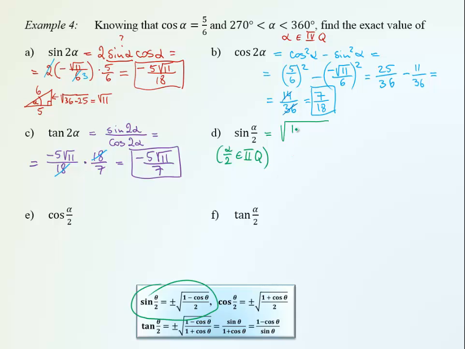Square root of 1 minus cosine alpha, not alpha half anymore, but alpha, over 2. And we know what cosine alpha is because that was given in the problem. So it's 1 minus 5/6 over 2. So the rest is just to simplify this expression. That will be 6/6 minus 5/6, so it's 1/6. And then divide by 2 means multiply by 1/2.